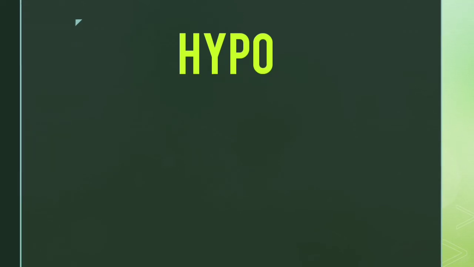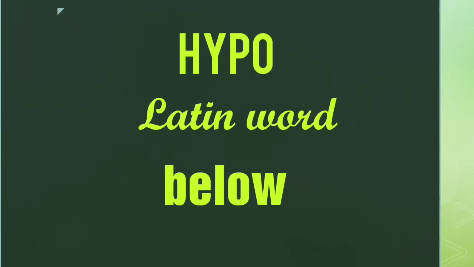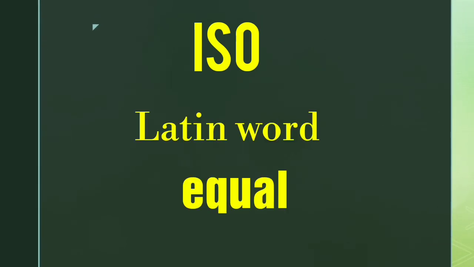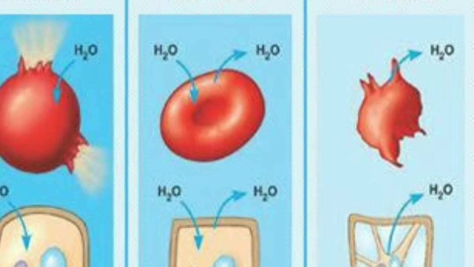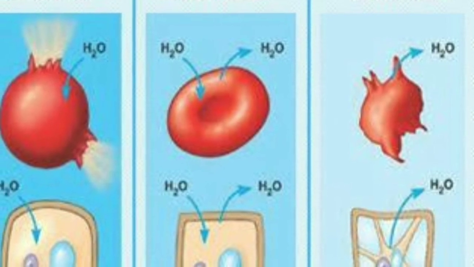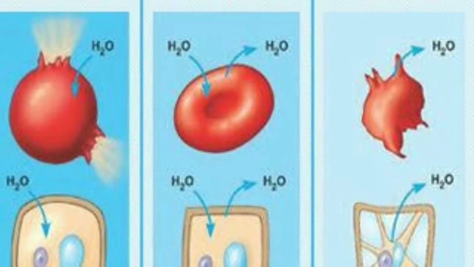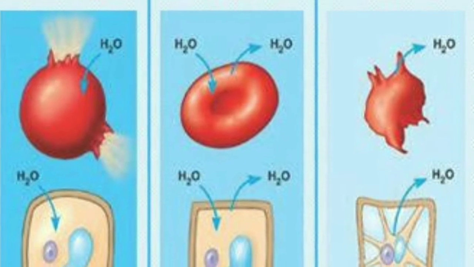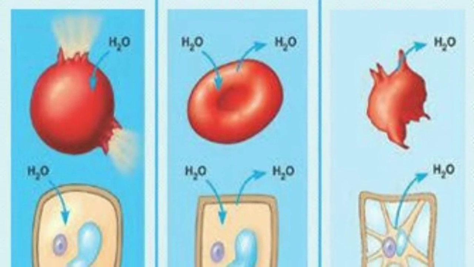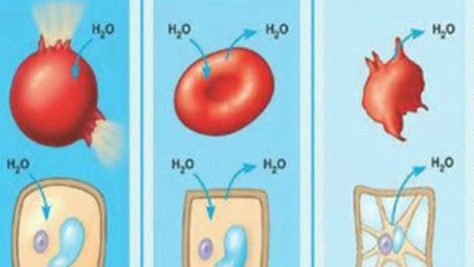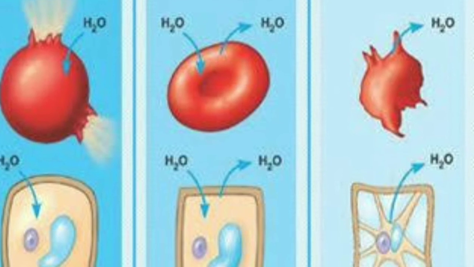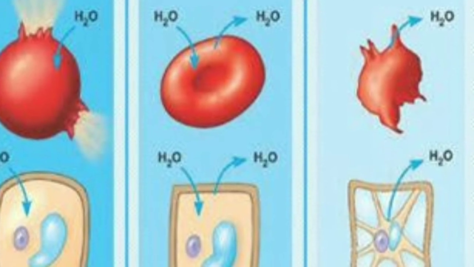Hypo is a Latin word which means below. Iso is a Latin word which means equal. Hyper is a Latin word which means more or above. You can see clearly in this image. In hypotonic solution, the cell swells and bursts. There is no change in isotonic solution, and in hypertonic solution, the cell shrinks as it loses water to the outside.